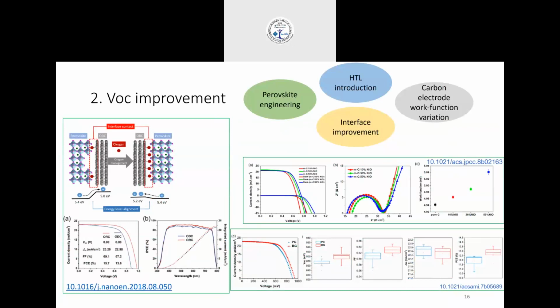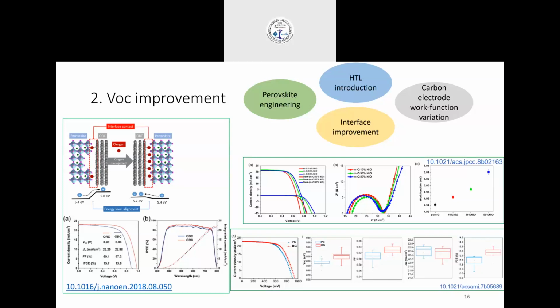So a further study was on the VOC improvement of carbon-based solar cells. The VOC is one of the major issues in carbon-based solar cells, because gold-based devices generally give a VOC of more than one electron volt, and achieving that much VOC is generally a very big target in carbon-based solar cells. So there are a few studies on perovskite engineering and hole transporting layer introduction in between, so that your valence band will be near, and your hole will not directly go to your carbon electrode. In that case, the VOC can be improved.